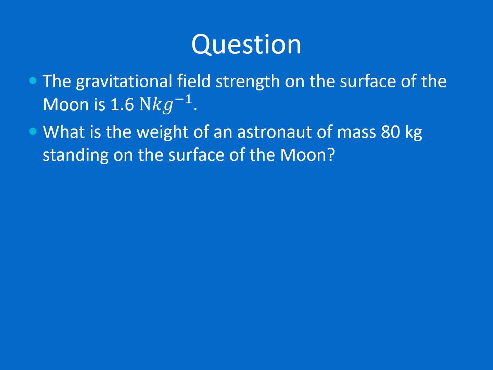Okay, so let's try a simple question, just putting together a few of the concepts that we've looked at. The gravitational field strength on the surface of the moon is 1.6 newtons per kilogram. What is the weight of an astronaut of mass 80 kilograms standing on the surface of the moon?